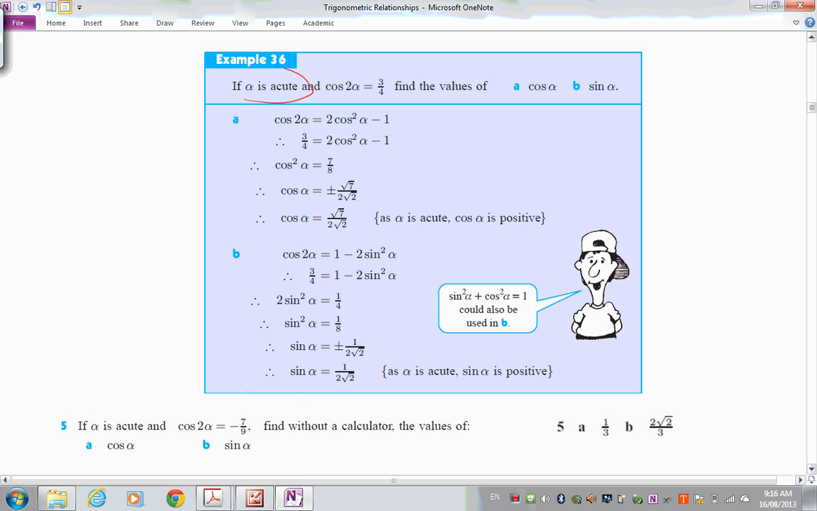Alpha is acute, that means it's in the first quadrant, and cos 2 alpha is 3/4. Find cos alpha and sine alpha. Write down a formula for cos 2 alpha. You have 3 to choose from. Let's choose this one because we want cos alpha.